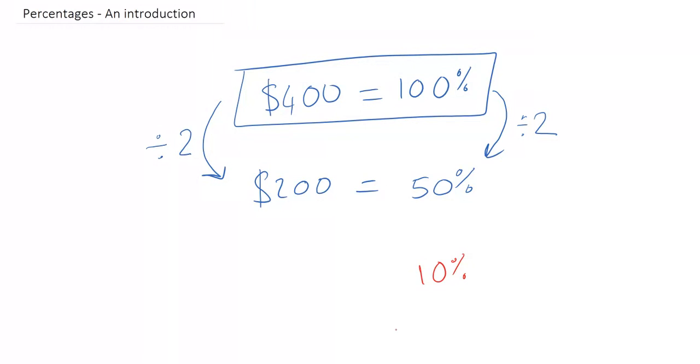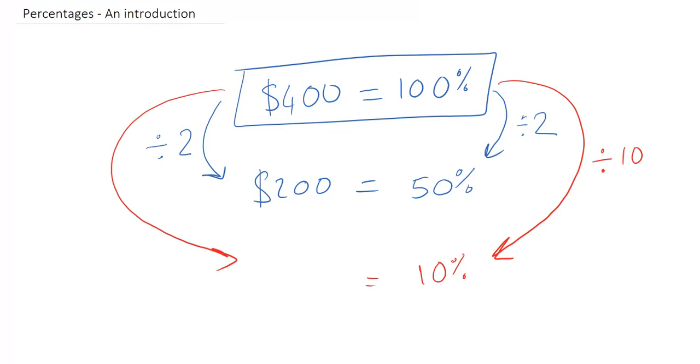If I wanted to find 10% of $400, I have to think, how do I get from 100 to 10? What do I need to divide by? Well, of course, I divide by 10. So if I wanted to work out what 10% of $400 is, I've got to do 400 divided by 10 as well. 400 divided by 10 is 40.